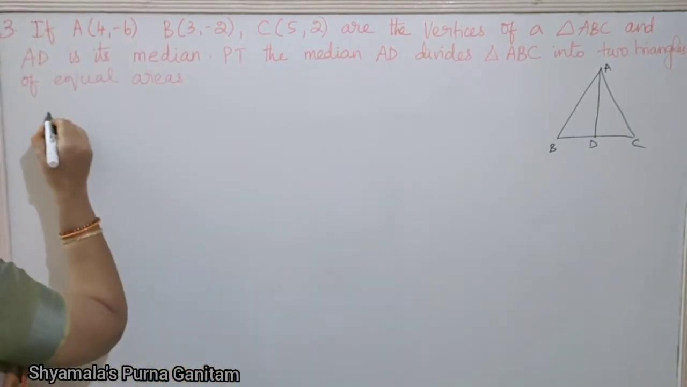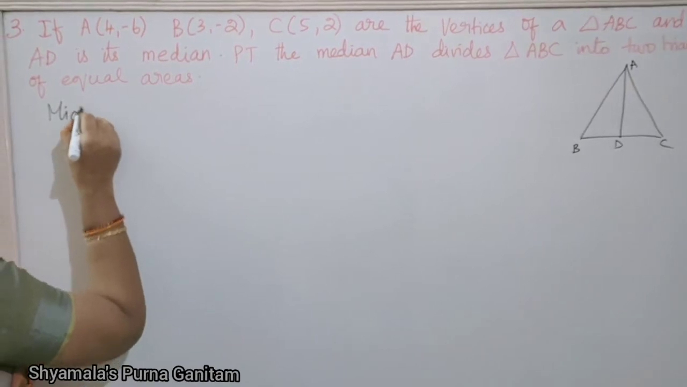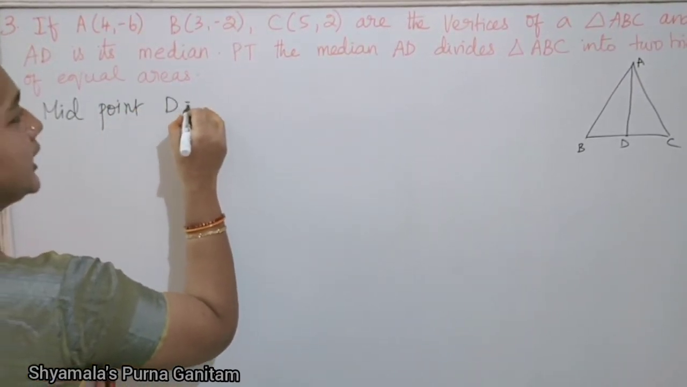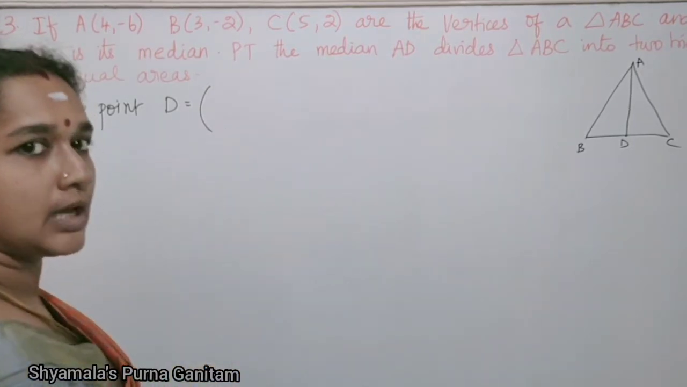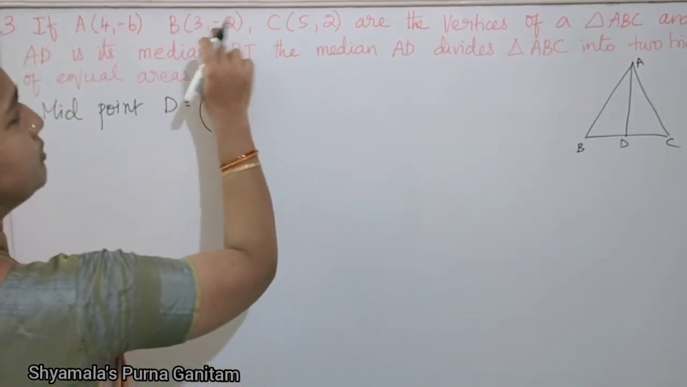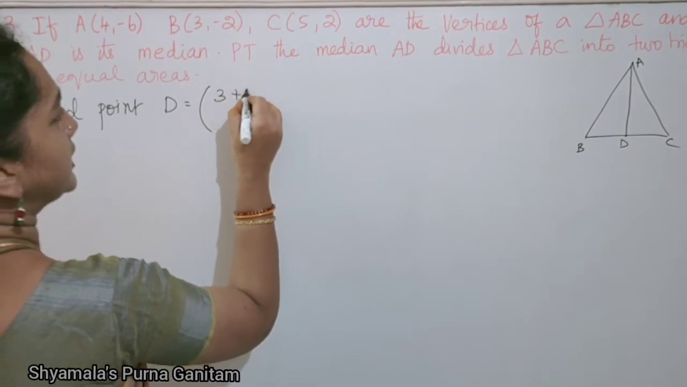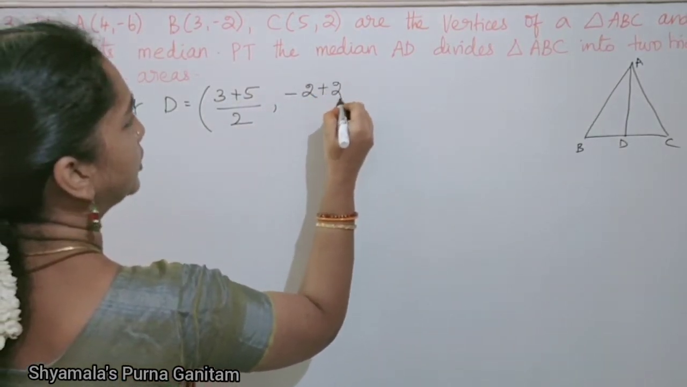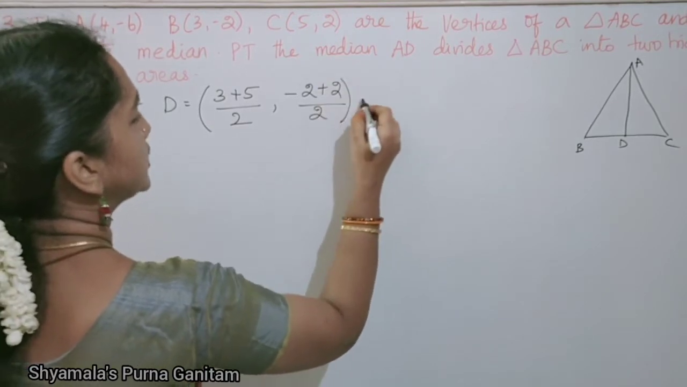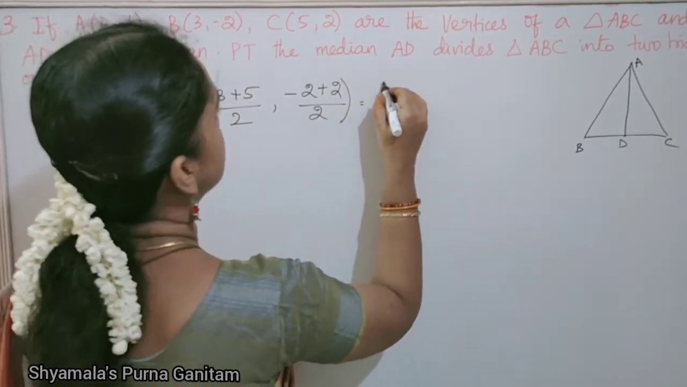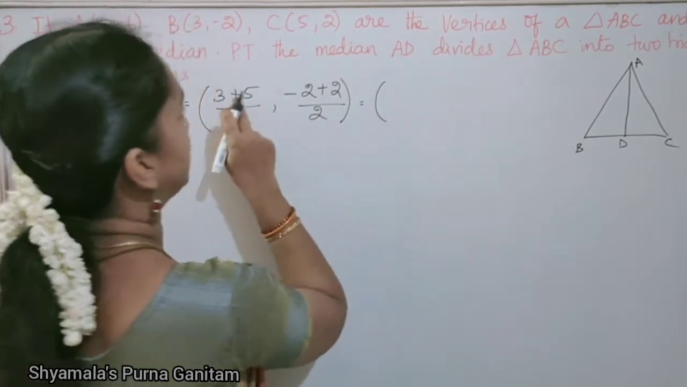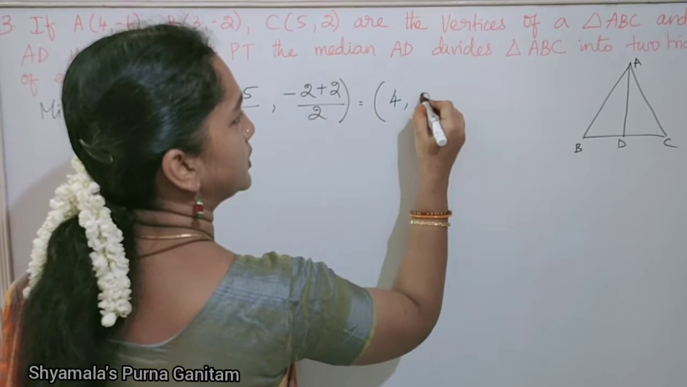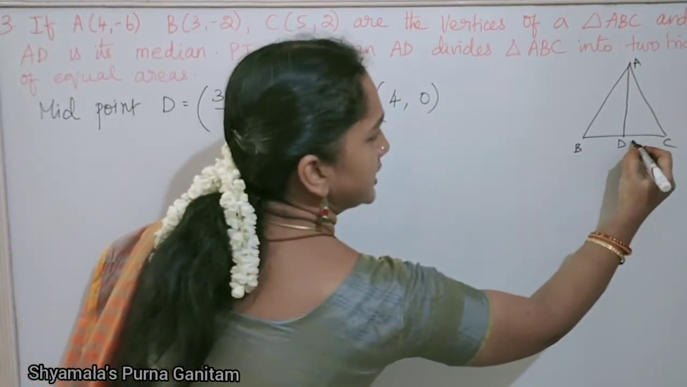Okay, so midpoint D. First, we need to find the midpoint. Midpoint D is (x1 plus x2) by 2 and (y1 plus y2) by 2, using B and C. So 3 plus 5 by 2: 3 plus 5 is 8, 8 by 2 is 4. 4 comma, and 0 by 2 is 0. So 4 comma 0 is this D point.